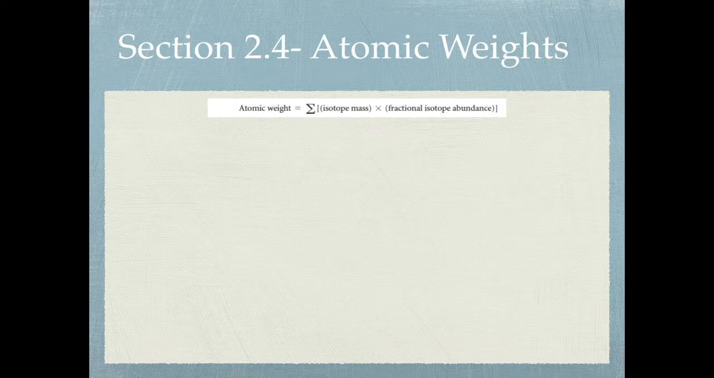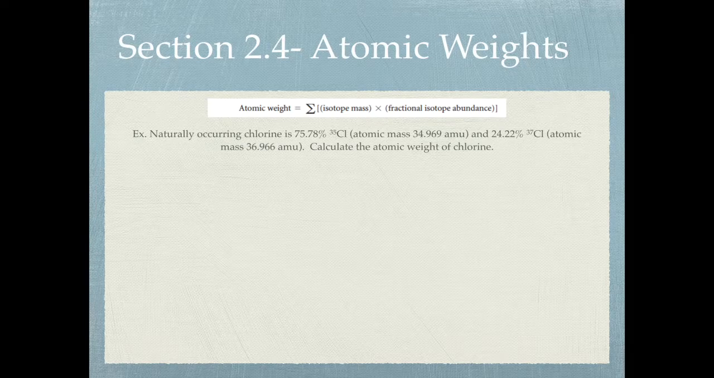Now really quickly, if you look at the periodic table, you don't actually see mass numbers on the periodic table. Instead, you find atomic weight. And that's because we actually sum the weighted average of all of the different mass numbers. So for example, if you have 75.78% of chlorine 35 and 24.2% of chlorine 37, meaning 75% of the naturally occurring chlorine is chlorine 35 and 24% of the naturally occurring chlorine is chlorine 37, what you're going to do is take a weighted average.